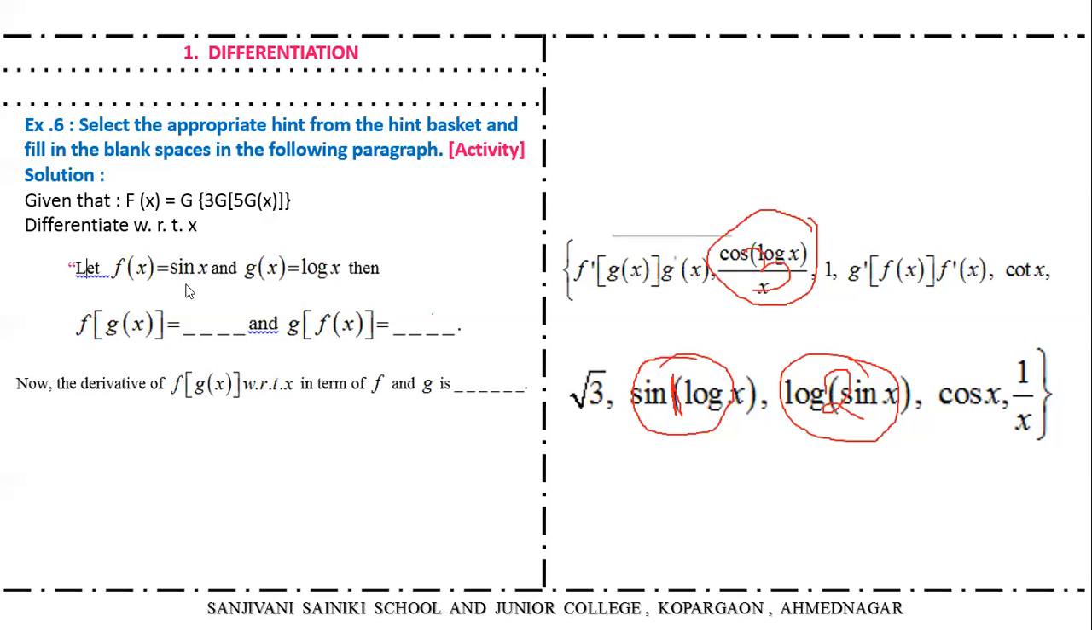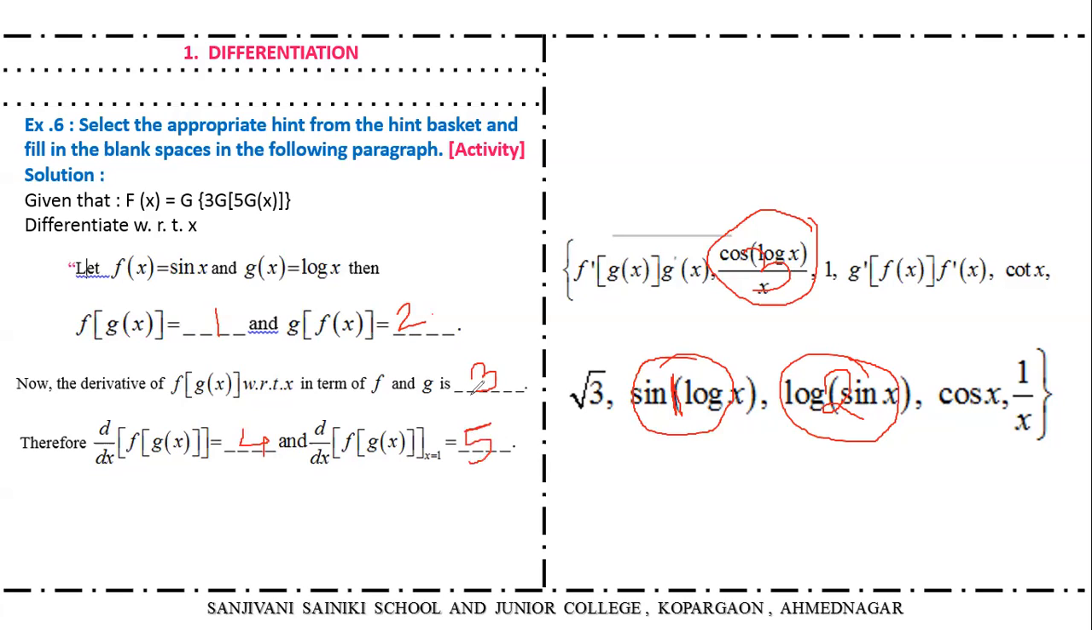Now moving further, this is the first blank space, this is the second blank space, this is the third blank space, this is the fourth blank space, and this is the fifth blank. Now d by dx of f of g of x. What is d by dx of f of g of x? Its derivative is f dash of g of x into d by dx of g of x. So this is the fourth blank space.